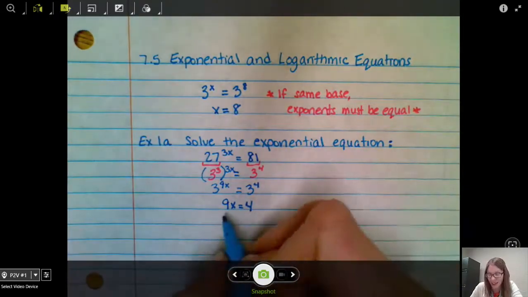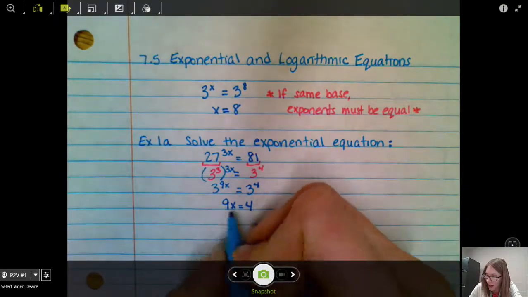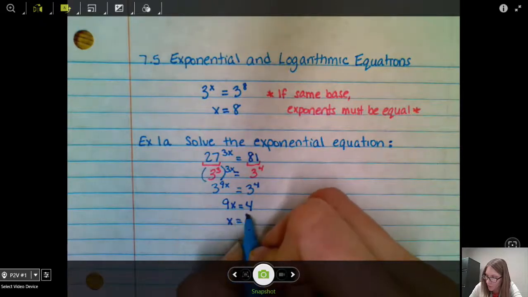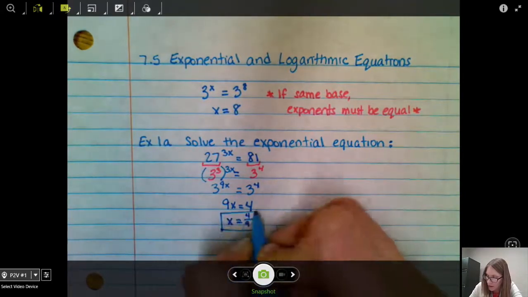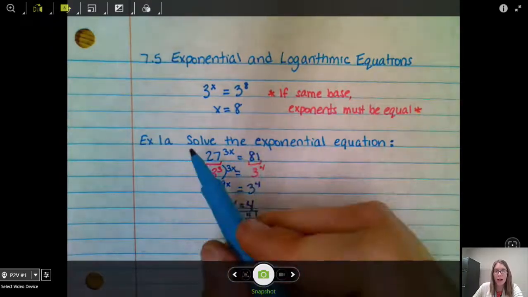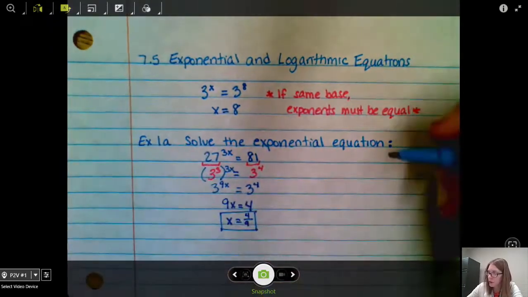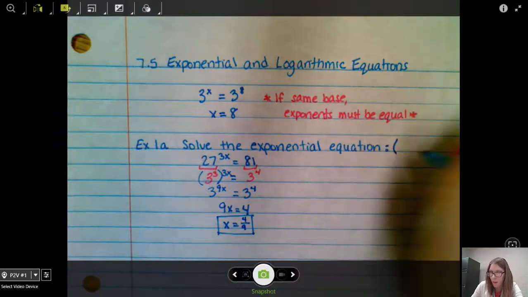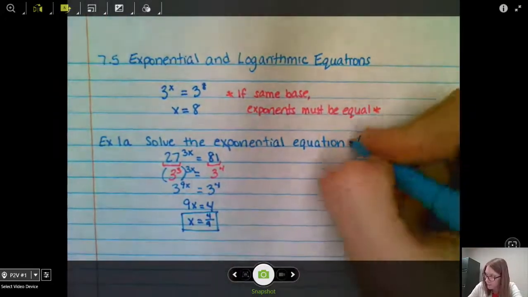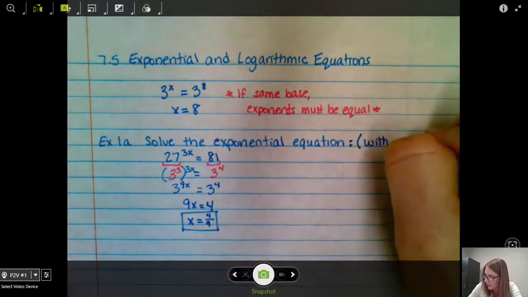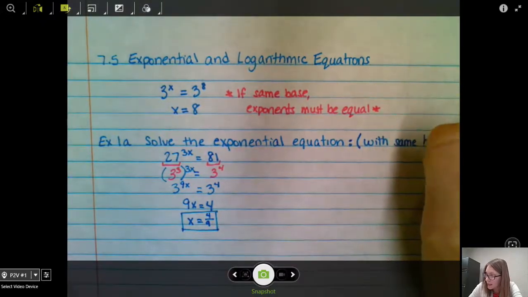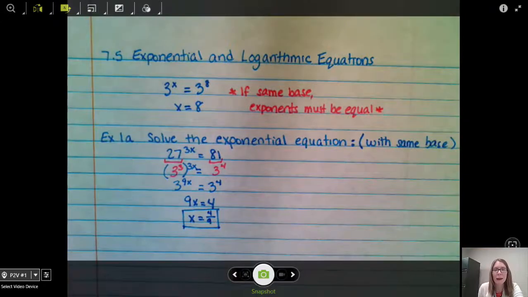And then to get x by itself, now we just simply divide each side by 9. So x is 4/9. And that is my solution. So this example solving the exponential equation, I'm going to put in parentheses here that we have the same base, so we can reference that back a little bit later.